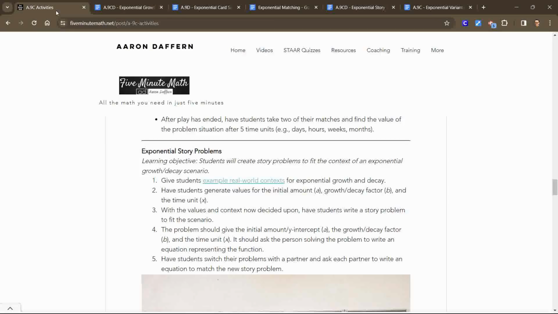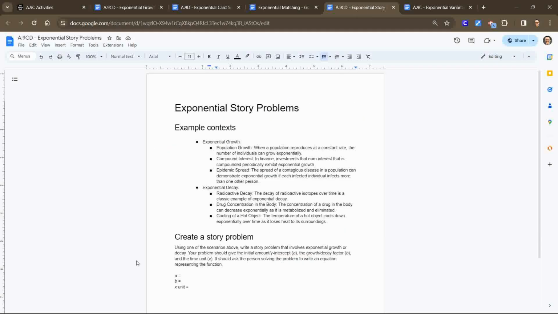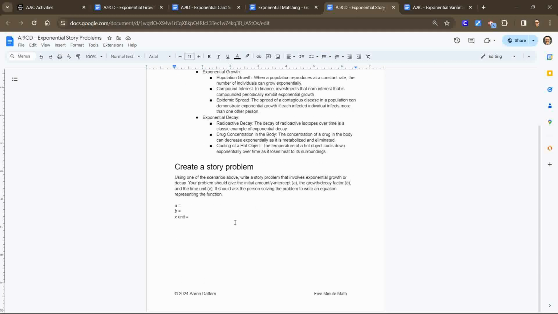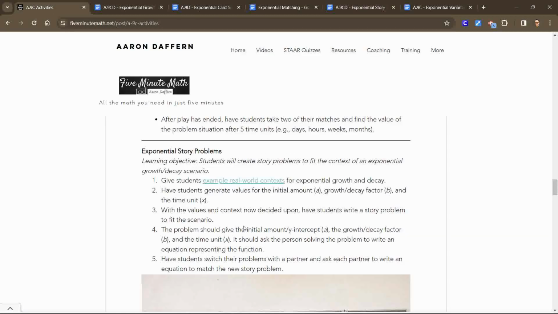What we're wanting the students to do here is take one of these contexts. They generate values for the initial amount, the growth or decay factor, and the time unit, and write a story problem. So that's what we're going to see here. They first label: what are the time units? What's the scale factor? What is the initial amount? And then type the story problem underneath, or you can have them handwrite if you want to print that out. And then they swap with their partner and solve each other's problems.